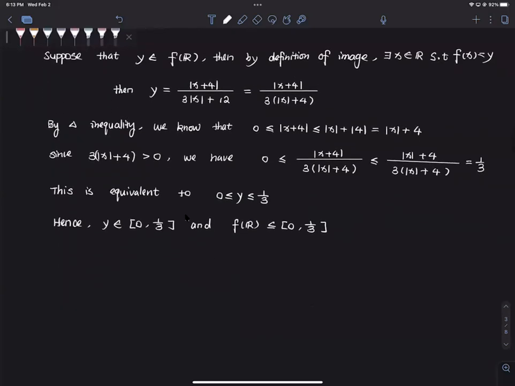Okay, now let's do the second part. Well, I think as long as you understand the rough work, you should know how to write the proof.